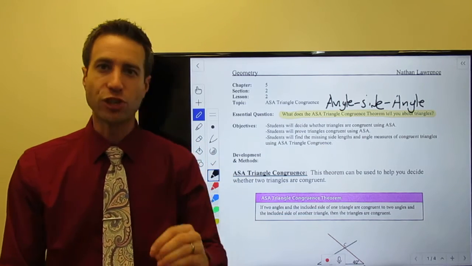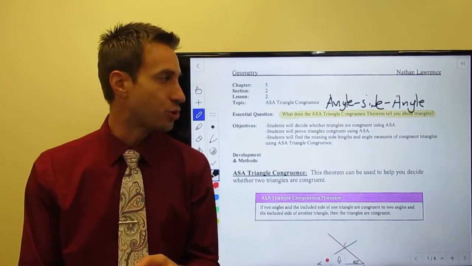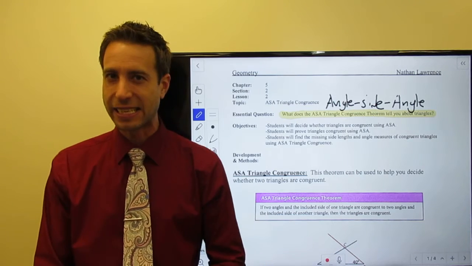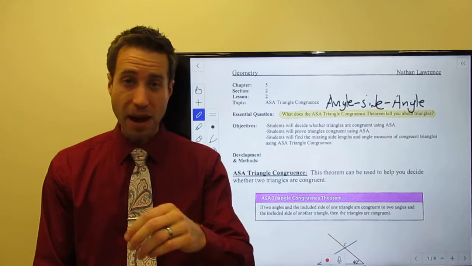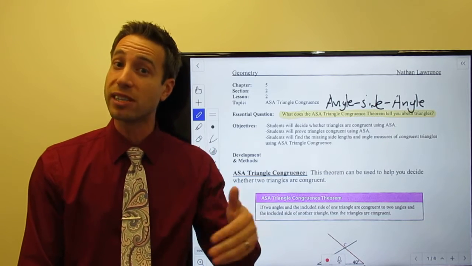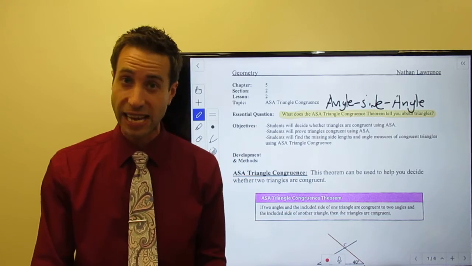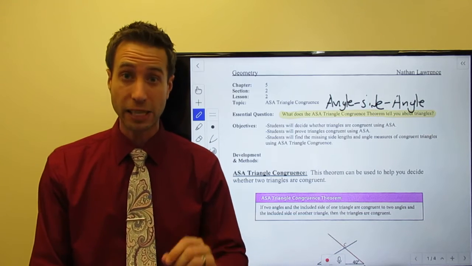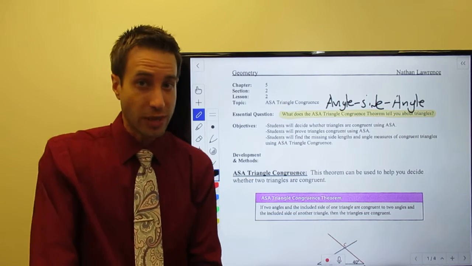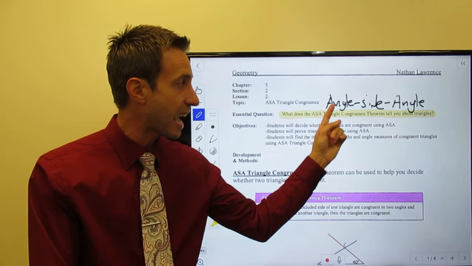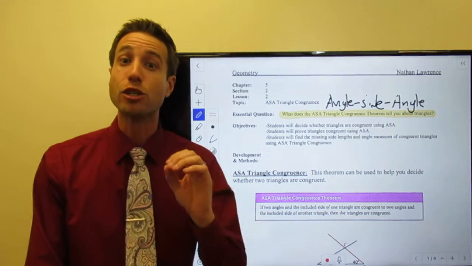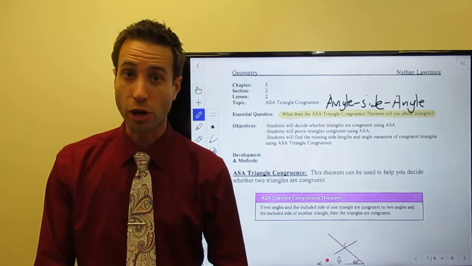Well, to jump into this idea, there are several objectives, things you'll need to know to help you do these problems. But keep in mind the theme we're going to see over the next several sections is proving triangles are congruent. So you can probably already figure out we're going to use this theorem, ASA, the angle-side-angle theorem, to prove triangles are congruent.